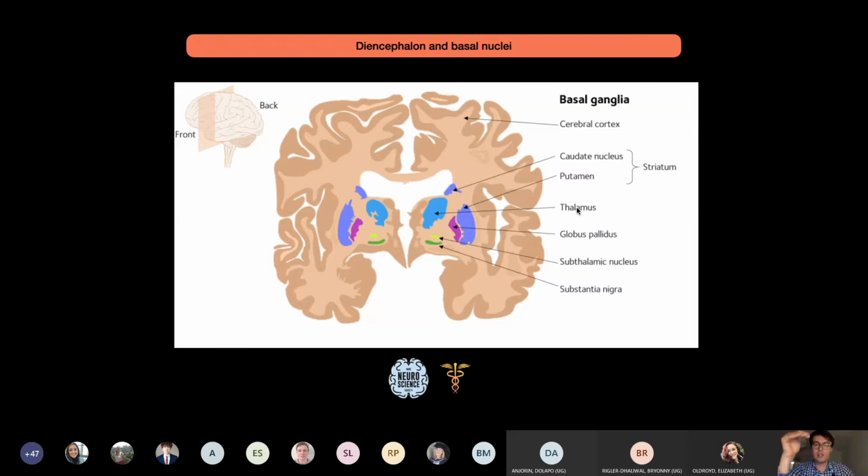Now, I'm not going to go through these structures, but this is the classic cross-section that you need to know. You need to know where the caudate is. You need to know where the putamen is. You need to know where the globus pallidus is. So here's your caudate, here's your putamen, here's your globus pallidus.